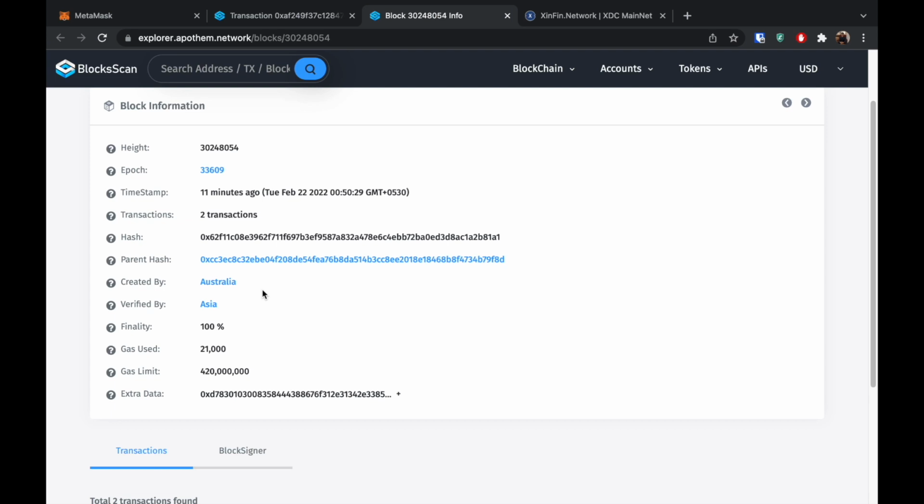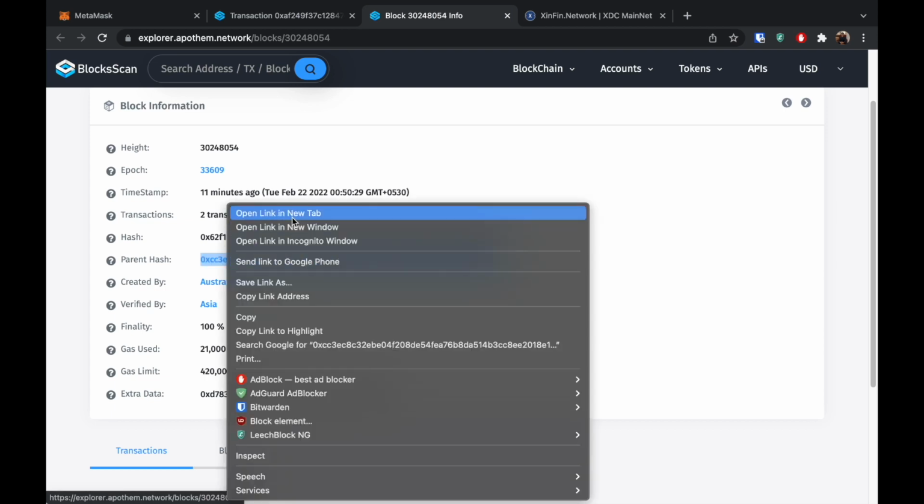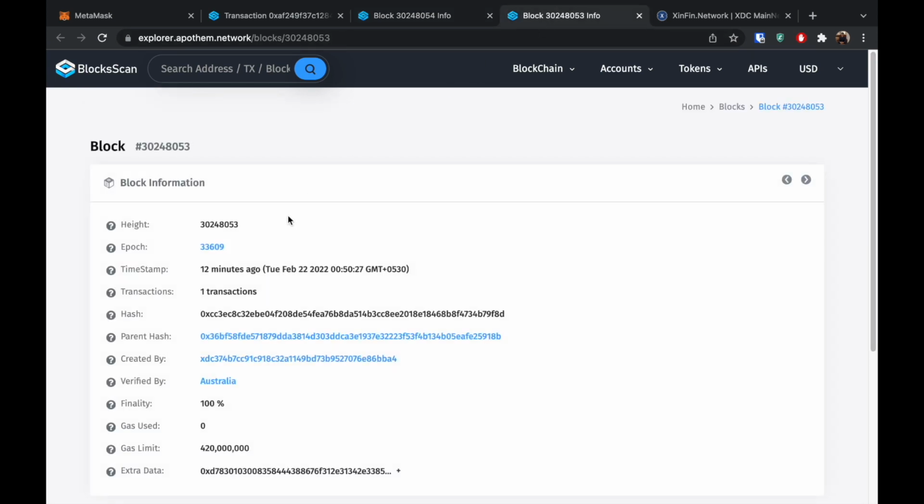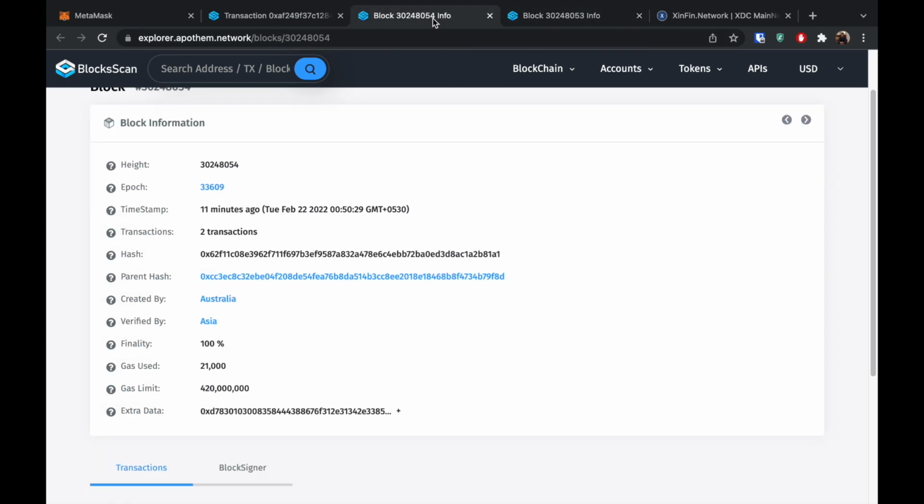As you know, the blockchain is essentially chained together because each block points to its parent through its hash. So if we click on the parent hash here and open it in a new tab, we will see that it actually opens up information about the block 30248053, which we are seeing here. And that is how the blockchain essentially continues.